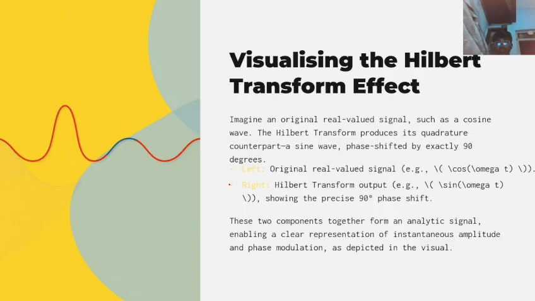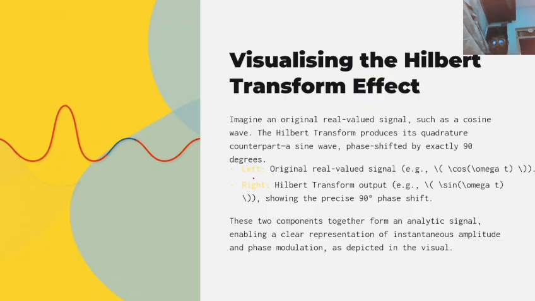Visualizing the Hilbert transform effect. As I said, there is an input signal. When we apply the Hilbert transform, the phase is shifted by pi by 2, which means plus pi by 2 or minus pi by 2. Now imagine an original real valued signal such as a cosine wave. We choose a cosine wave.